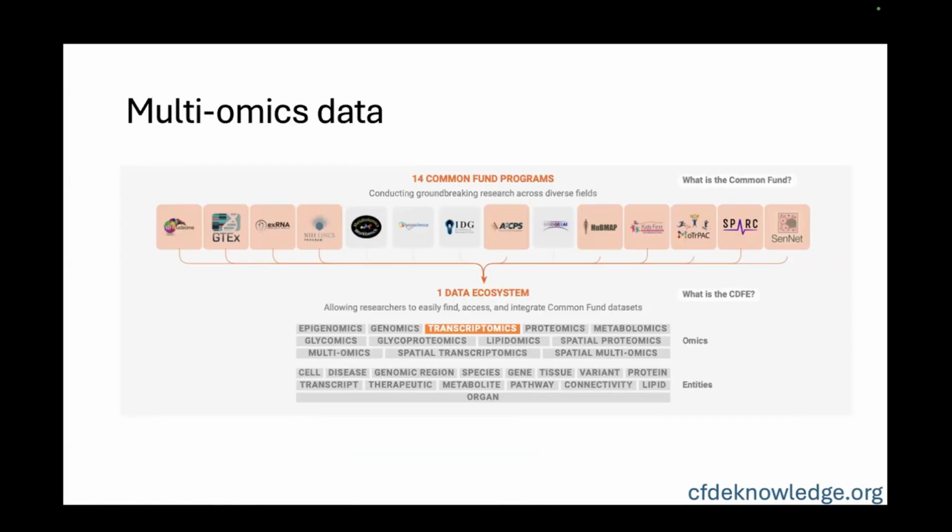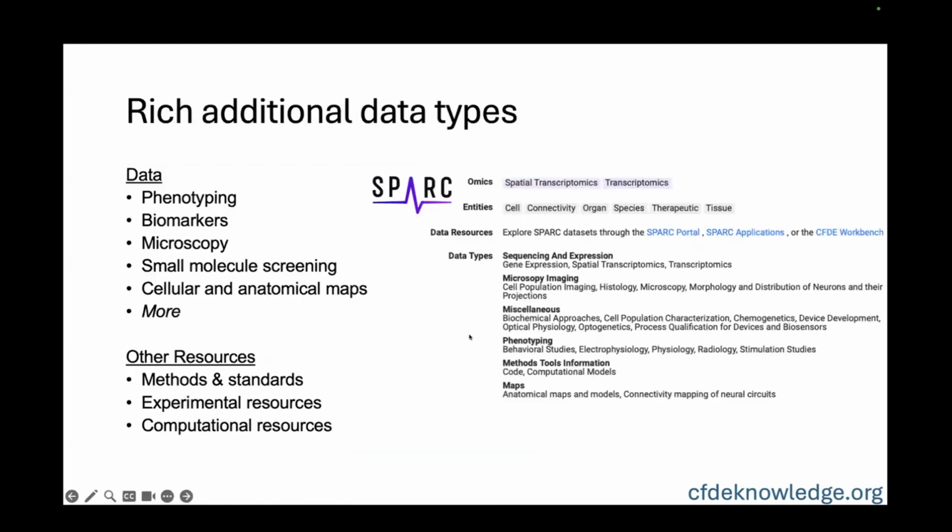So on our homepage, we've covered the major omics, but there are many additional types of data that are generated through these CFDE programs. So to learn about those, you can go to each individual program's website. For instance, here with Spark, you can see, yes, they have transcriptomics and spatial transcriptomics, but they also have developed all of these other types of data: phenotyping, biomarkers, microscopy, and maps.